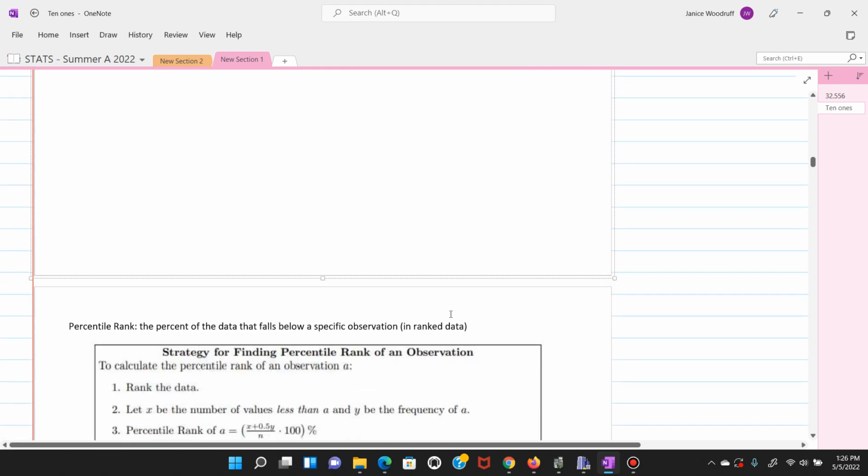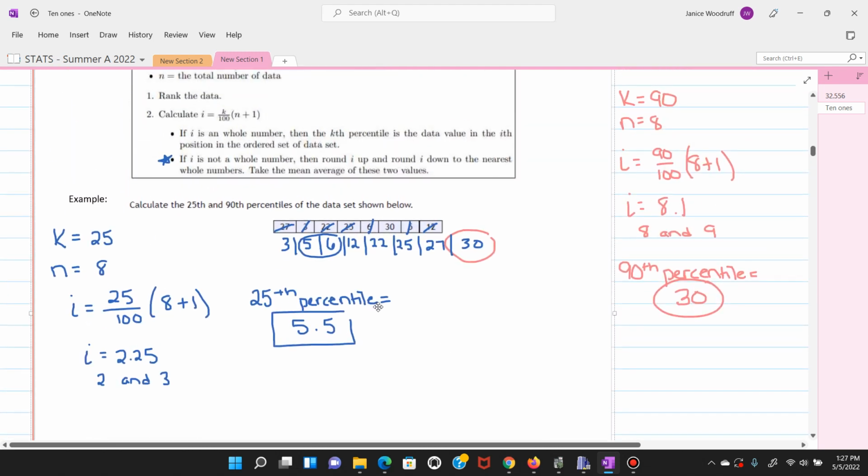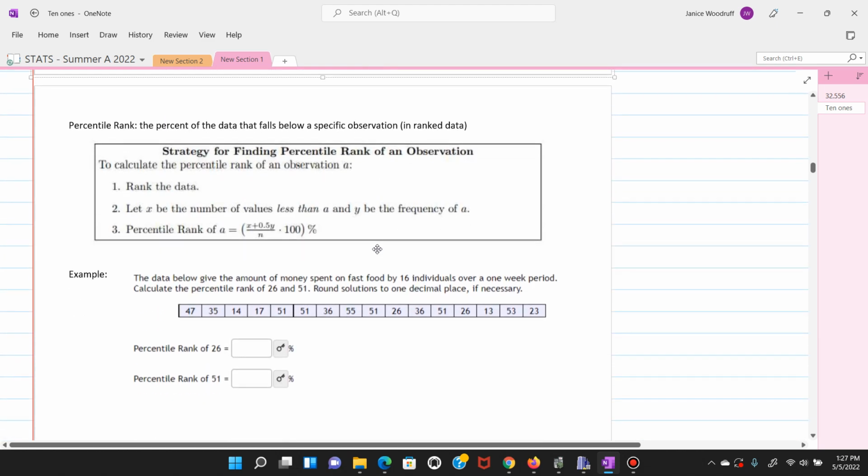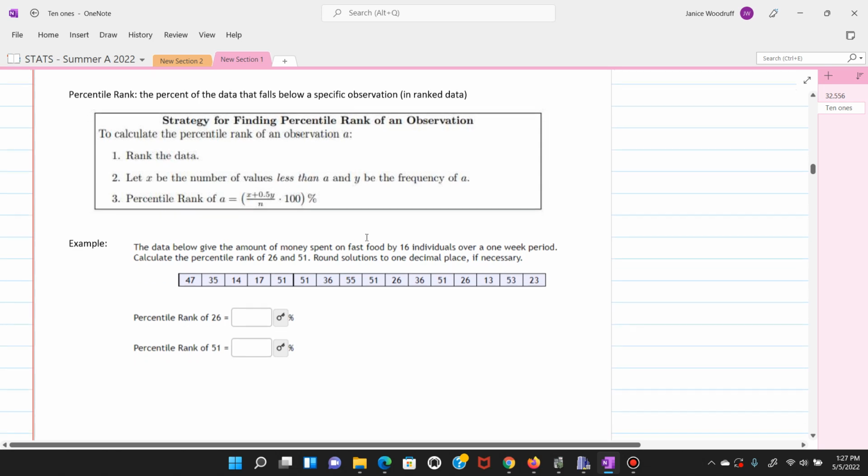Okay, now percentile rank. So now this is going opposite. So this is finding, okay, what the 25th and 90th percentile is. Now percentile rank is, okay, the number 22, what is that percentile? Okay, so now here is what we're going to do. So you're going to rank the data. So you want to put it in order. X is going to be the number of values less than A, so whatever we're doing it. And then Y is the frequency. So how many times does that number occur? And then here's our formula.